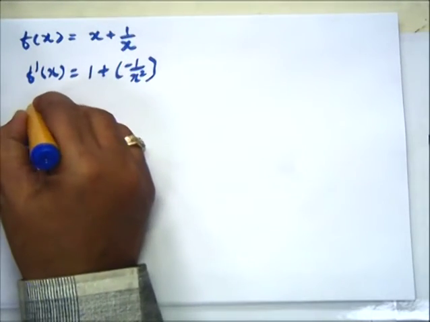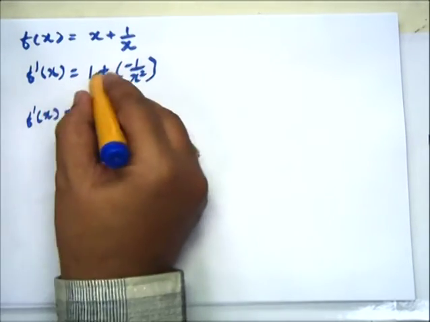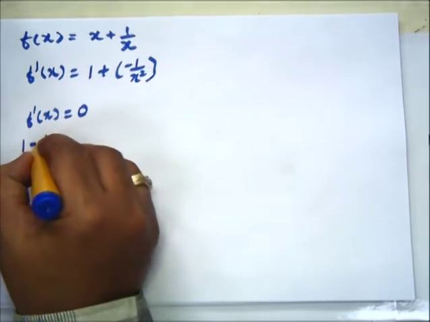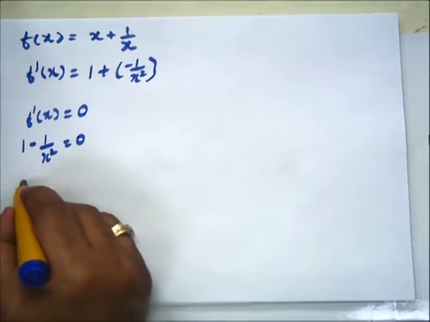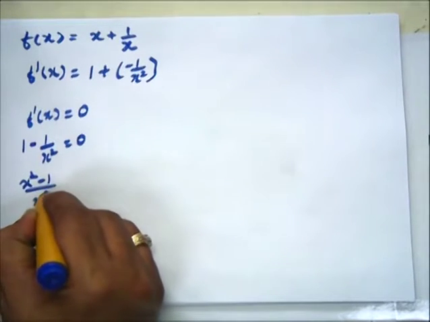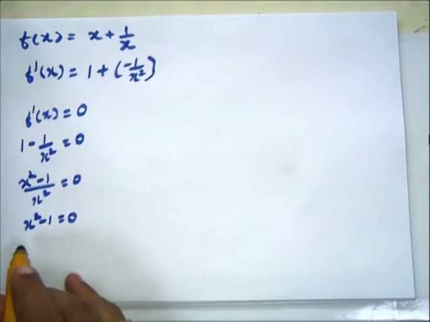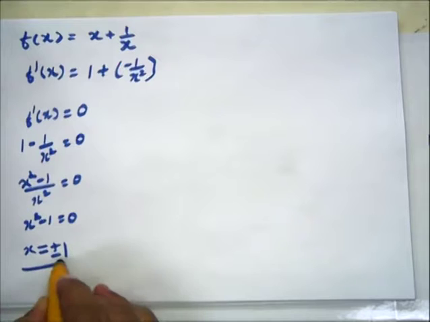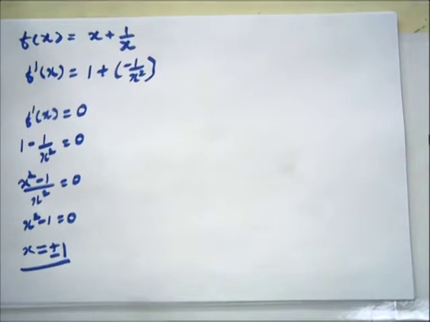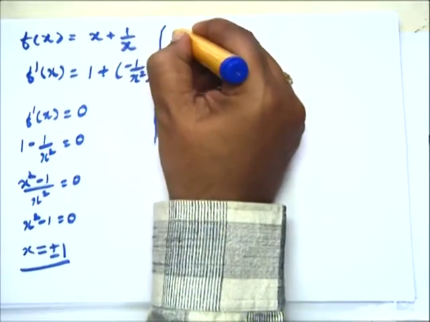Now let us find the roots of f dash x is equal to 0. So if we put f dash x is equal to 0, we have 1 minus 1 upon x square is equal to 0. If we take the LCM of x square, we have x square minus 1 upon x square is equal to 0. It means x square minus 1 is equal to 0. So we got two roots for this, x is equal to plus 1 or minus 1, at which either the function is maximum or minimum.